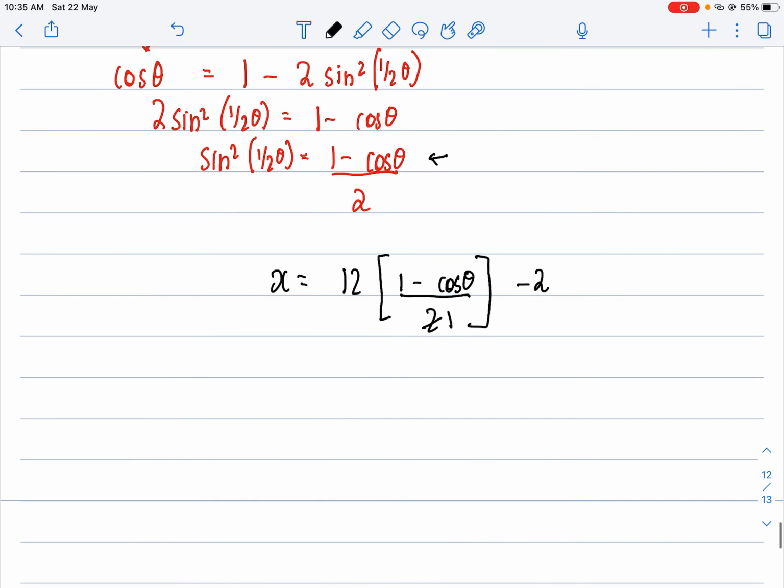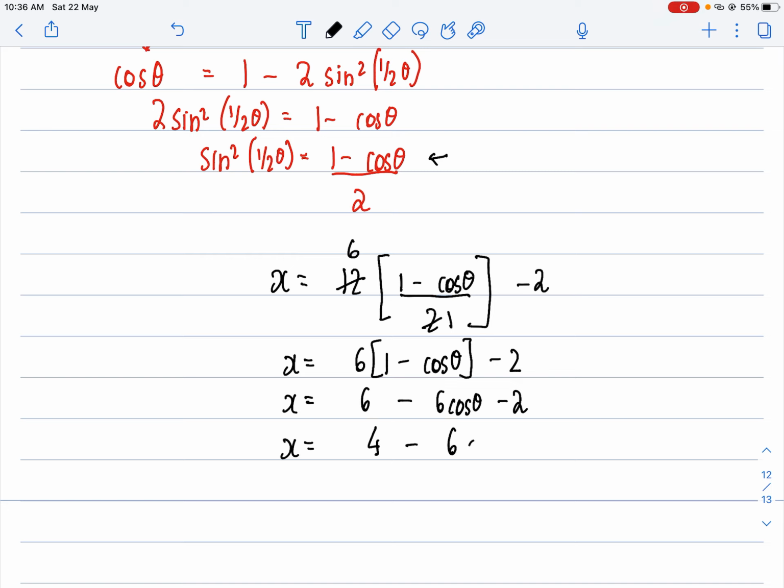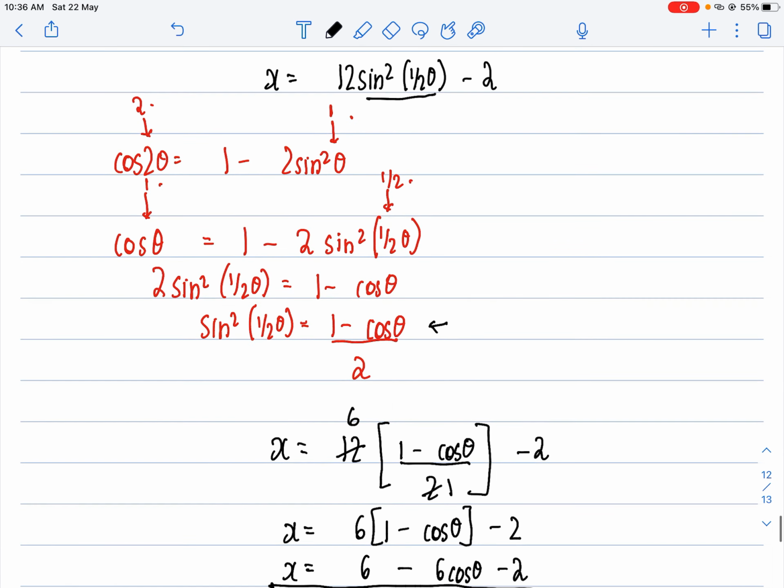So now the 2 ones are 6 are, so x equals 6 into 1 minus cos theta minus 2. So this is basically 6 minus 6 cos theta minus 2, which I can write as 6 minus 2, I know, is 4. So I get 4 minus 6 cos theta, which is basically x in terms of cos theta. So you needed to know this basic trigo conversion here to get the sum right.